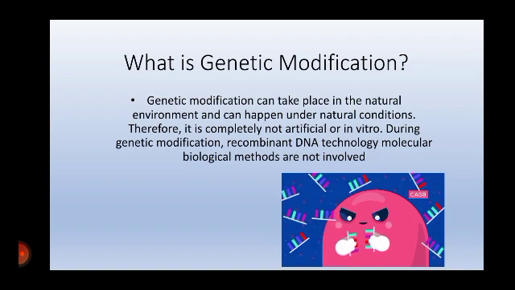Next is, what is genetic modification? Genetic modification can take place in the natural environment and can happen under natural conditions. Therefore, it is completely not artificial or in vitro. During genetic modification, recombinant DNA technology and molecular biological methods are not involved.